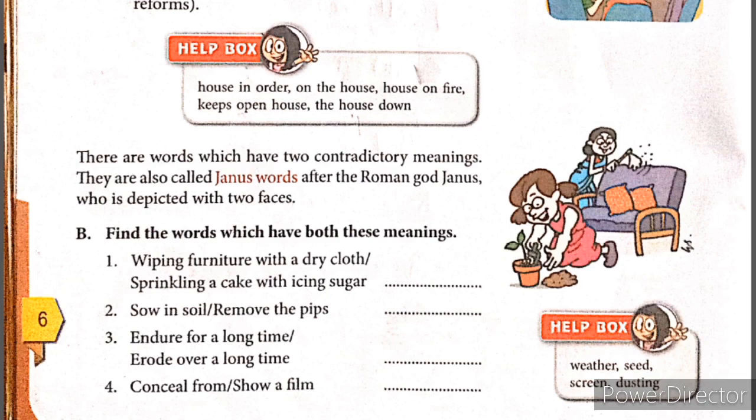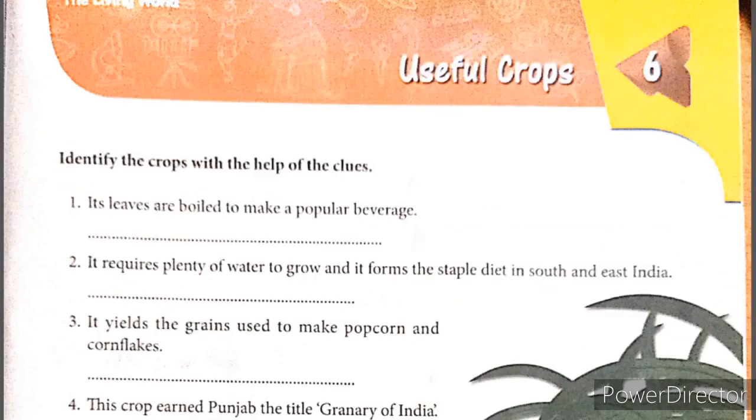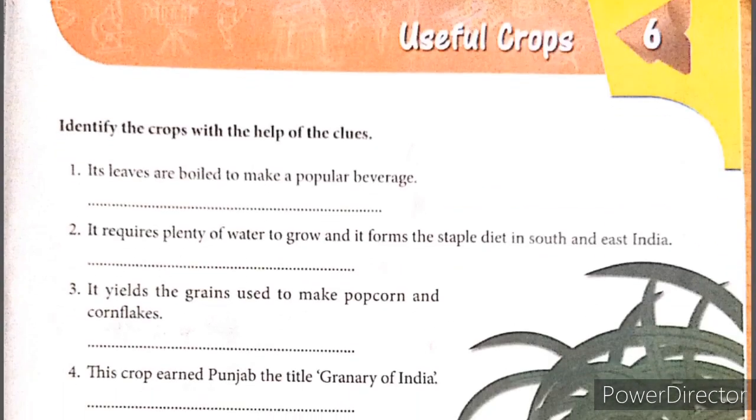You wrote the answers. First one is your dusting, second one is your seed, third one is your weather, and fourth one is your screen. Clear? Let's move to the next lesson, that is called useful crops. This one is your lesson 6.